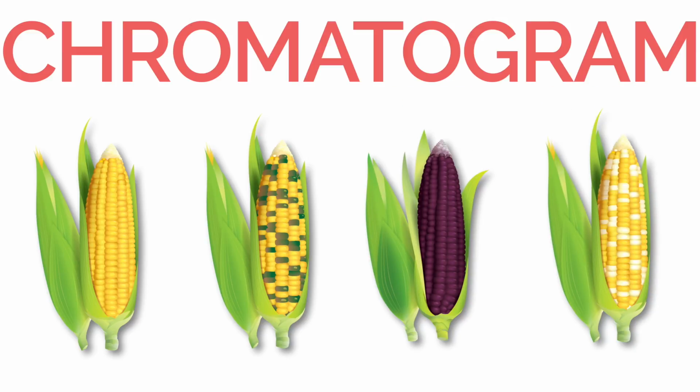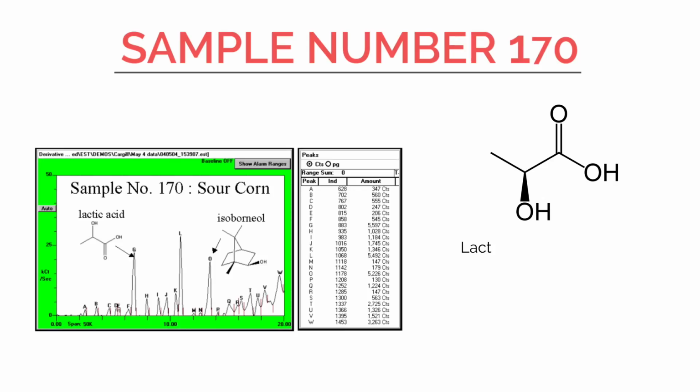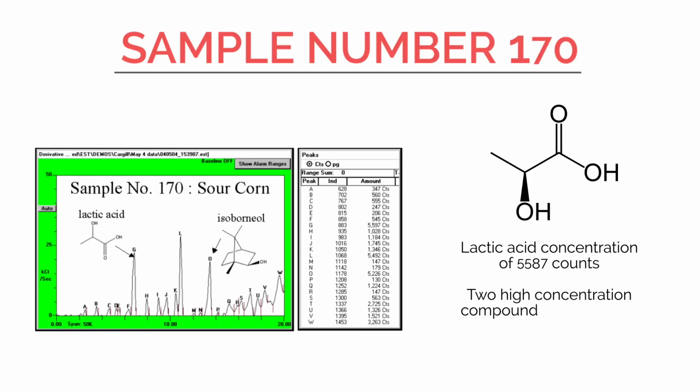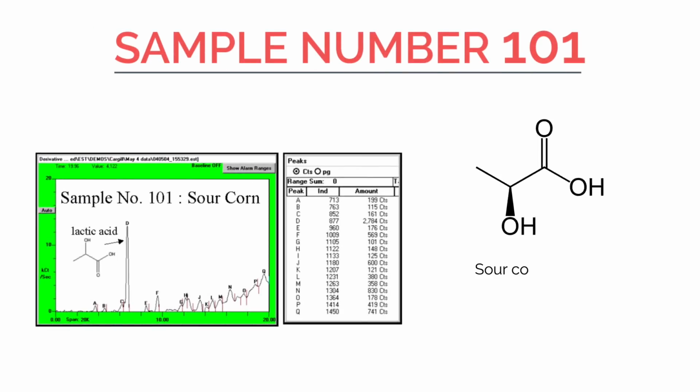Now let's take a look at the chromatogram results of testing all types of corn samples separately. Sample 170 of sour corn had a lactic acid concentration of 5587 counts, and contained 2 high concentration compounds at over 5000 counts at indices of 1068 and 1178. Whereas, sample 101 of sour corn was less at 2784 counts, and is believed to be isoborneol, which has a musty odor.